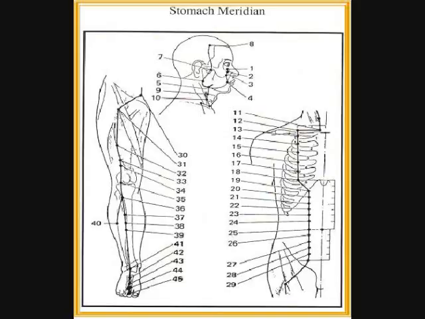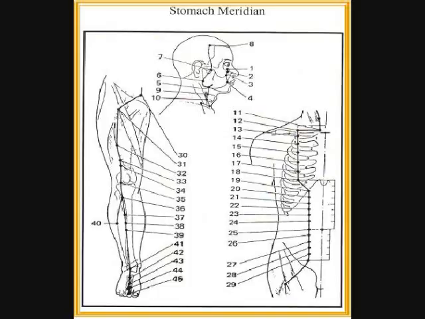Stomach 35. When the knee is flexed, the point is at the lower border of the patella in the depression lateral to the patellar ligament. Stomach 36. 3 cun below stomach 35, 1 finger's breadth from the anterior crest of the tibia in M. tibialis anterior.